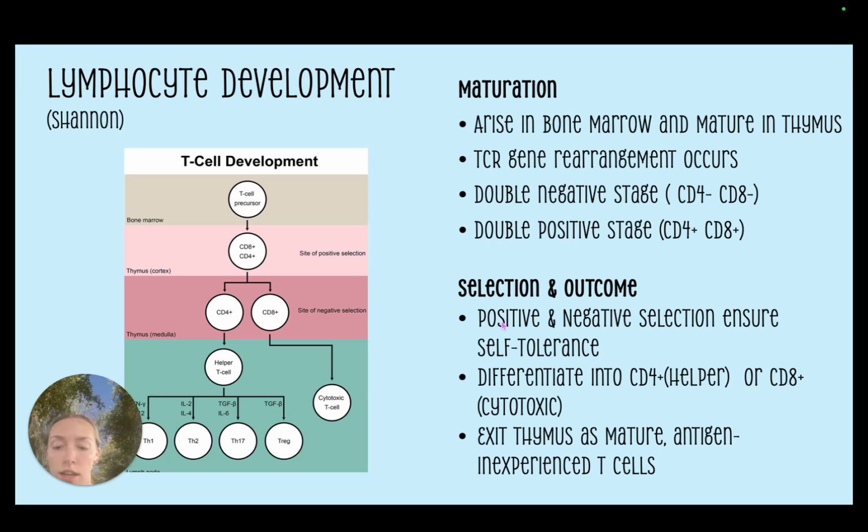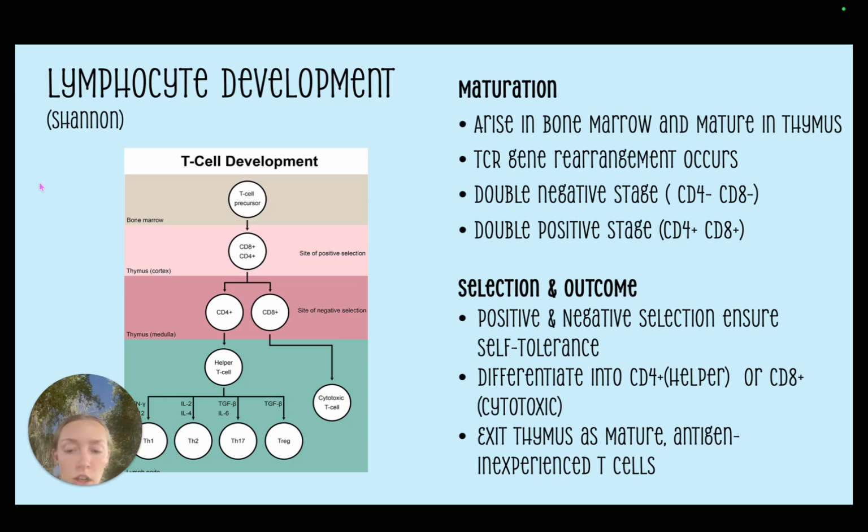In the thymus, developing T cells first enter the double negative stage, where they do not express CD4 or CD8. As they continue developing, they become double positive. This stage prepares them for the selection process. Selection is critical for self-tolerance. During positive selection in the thymic cortex, T cells must be able to recognize self-MHC molecules. If they cannot recognize them at all, they die because they would not function properly in the immune system.